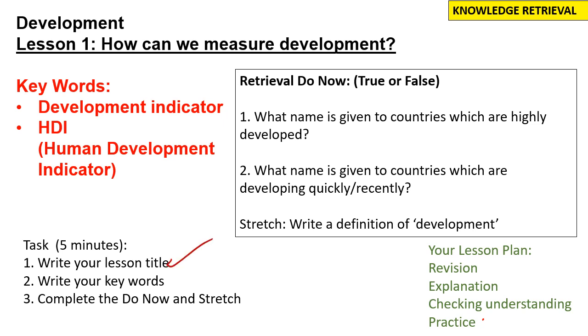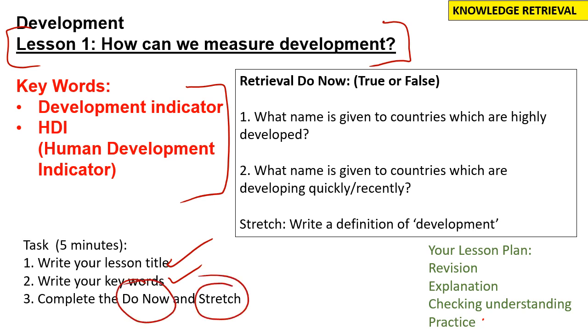Okay, what I would like you to do for me to begin is write your lesson title in your notes, please. Here is your title, How Can We Measure Development? I would then like you to write your keywords. These are these here, development indicator and human development indicator. And I would also like you to complete the do now and the stretch.